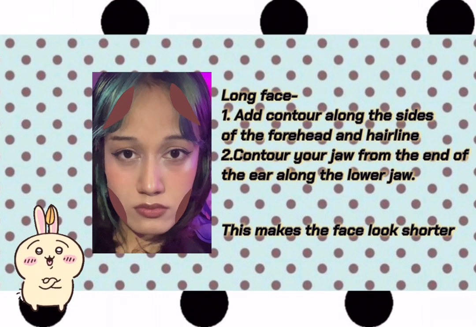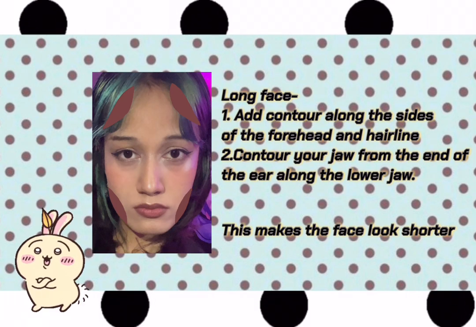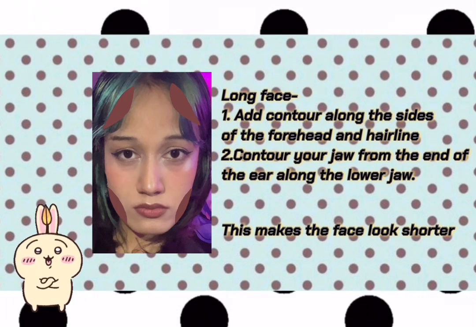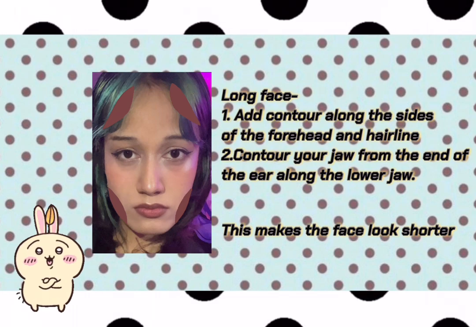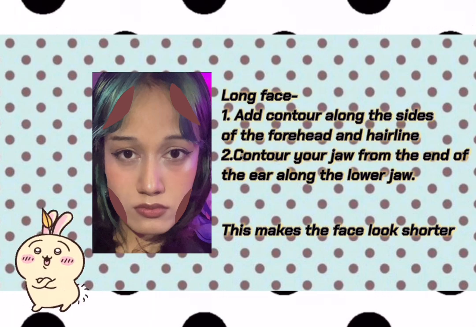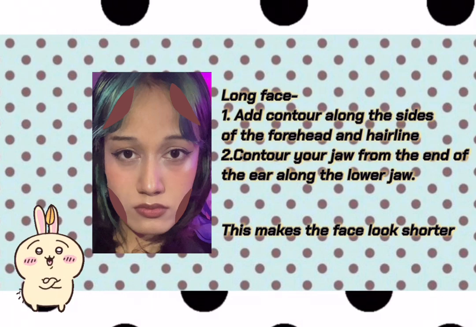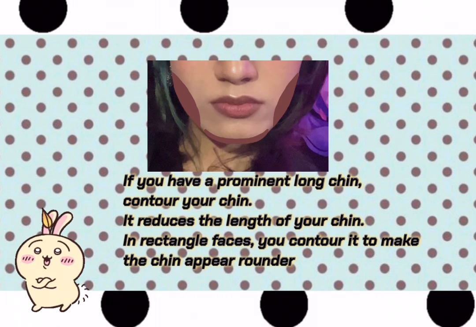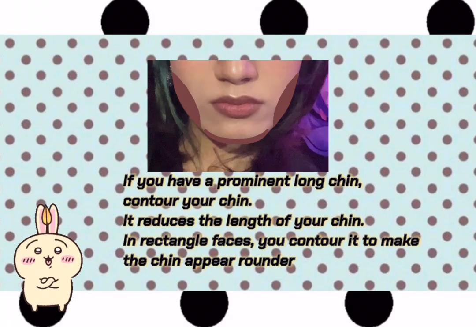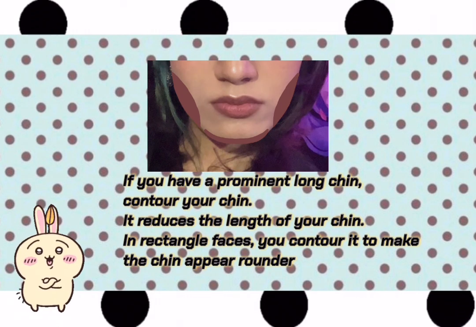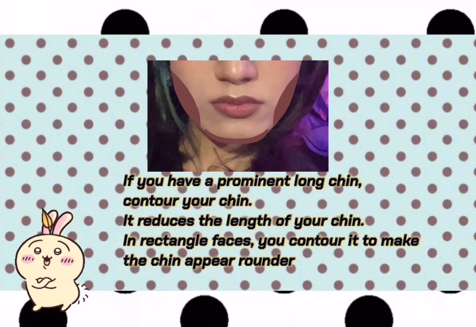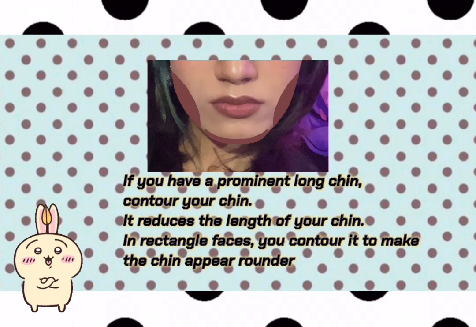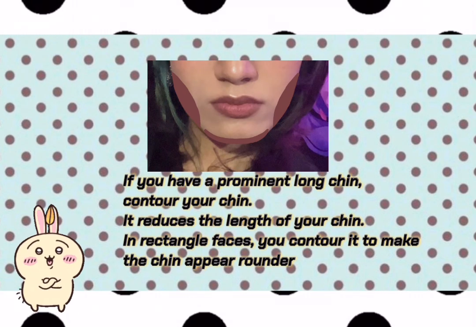Add contour along the sides of the forehead or hairline. Then contour your jaw from the end of the ear along the lower jaw. This makes the face look shorter. If you have a prominent long chin, contour your chin. It reduces the length of your chin. In rectangle faces, you contour it to make the chin appear rounder.